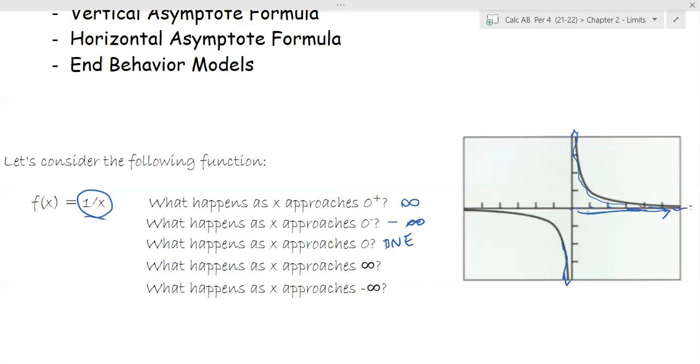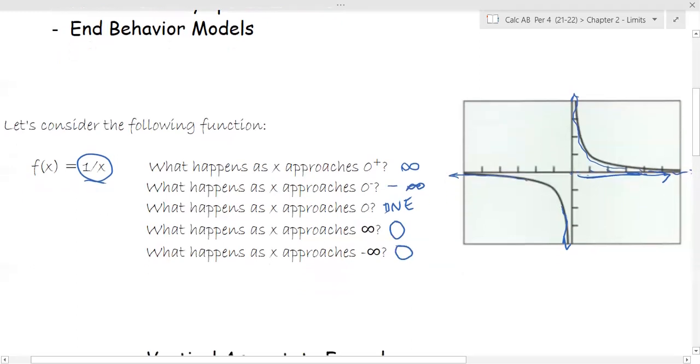It never will be 0, but it's getting closer and closer to 0. So this answer would be 0. And then the same thing as x approaches negative infinity. So now I'm looking at these x values. As x approaches negative infinity, I'm also going to get to 0 because my y values are going to get smaller and smaller, but they're never going to be 0. They're getting close to 0, but they never will be 0.